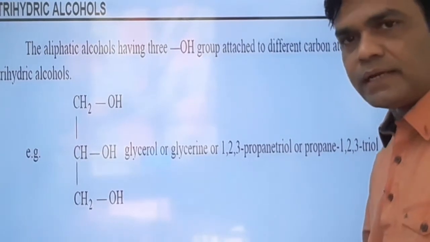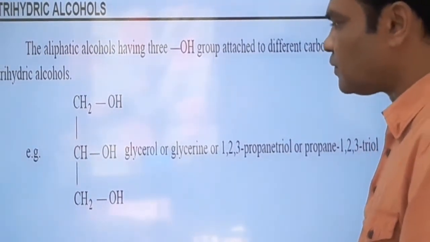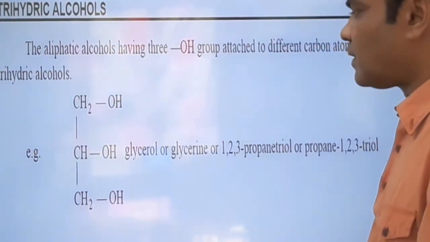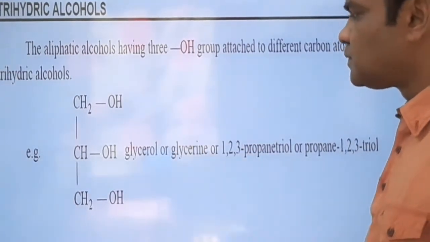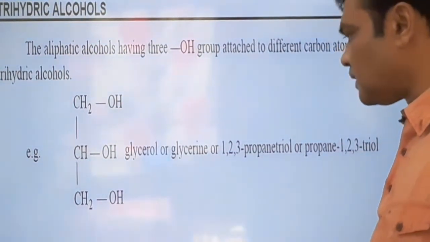Its name itself indicates: tri means 3, hydroxy means OH groups. So a 3 OH group containing compound is called a trihydroxy alcohol or triol. This is the example: CH2OH, CHOH, CH2OH. It is called glycerol or glycerin also.